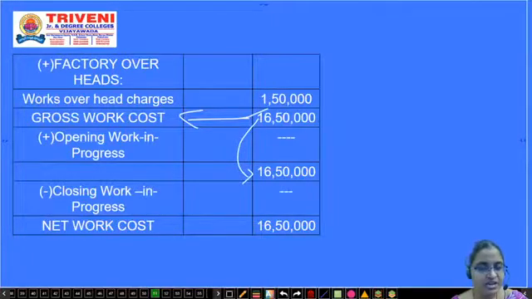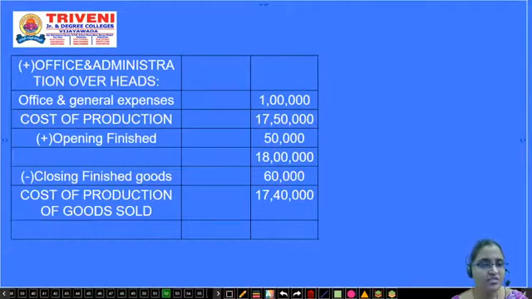Less closing work in progress. The closing work in progress was also not given, so the same amount will be carried forward, 16 lakhs 50,000. The next continuation of the sum: add office and administration overheads. In that heading, you take office and general expenses, 1 lakh, already given. Now you add it to the net work cost, you get 17 lakhs 50,000, named as the cost of production.